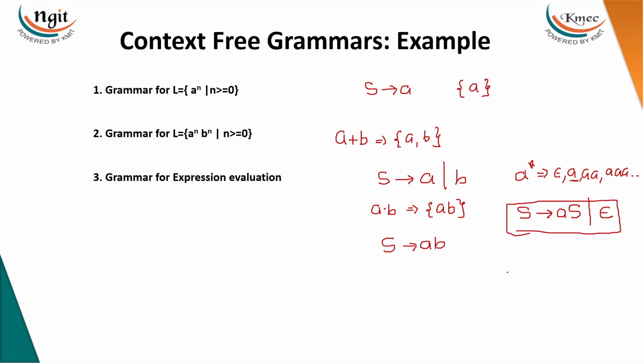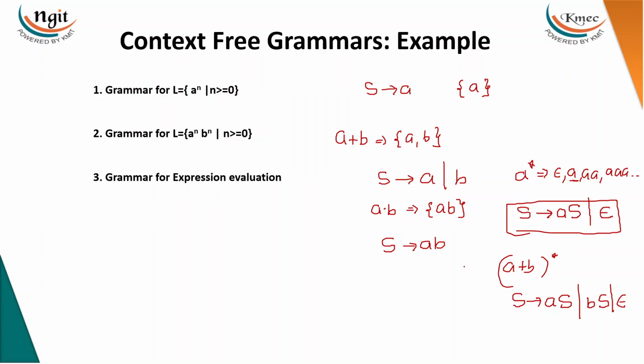For example, if you are asked for A plus B whole star, you can take anything with the A, B. Then you can write any number of A's or any number of B's, and a combination: A followed by S, B followed by S. Then you can go with the epsilon.